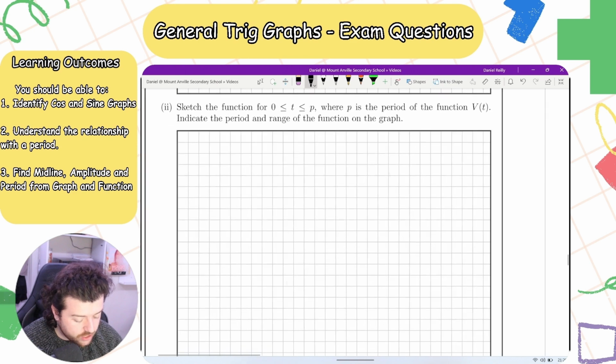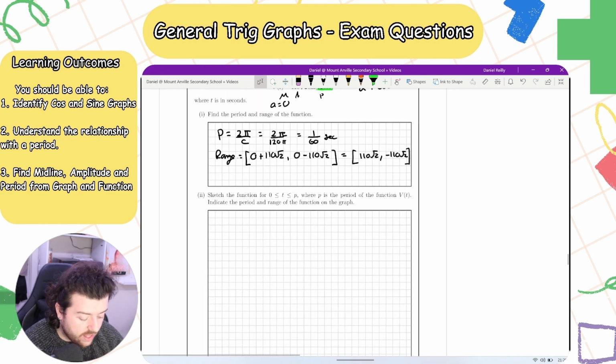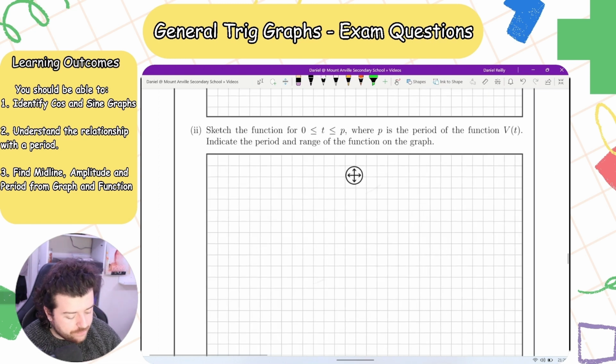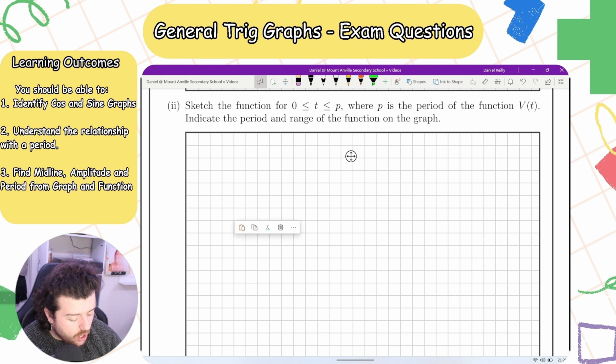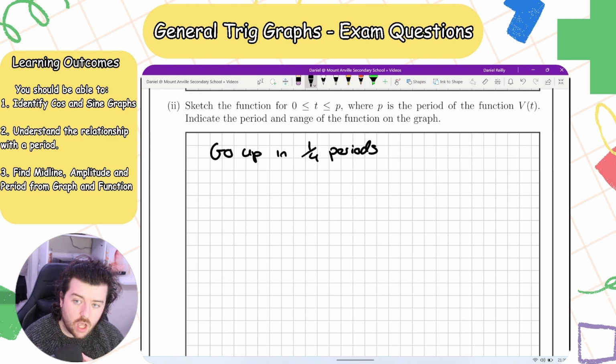Sketch the function for 0 to p, where p is the period of the function V(t), and indicate the period and range on the graph. So we want to sketch that function in the domain 0 to 1 over 60. You might be thinking, that's really small, how are we going to do it? The best way to remember is always go up in quarter periods, because that will help us get all the key points on the graph.